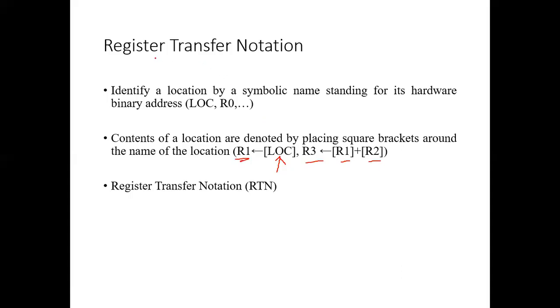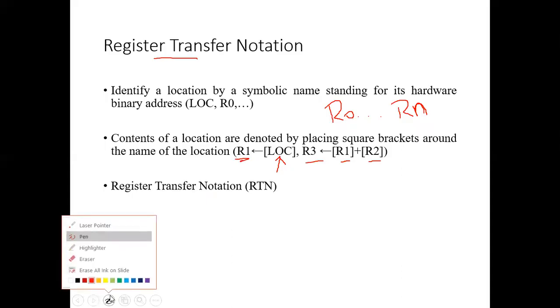So this is called register transfer notation, identifying the location by a symbolic name standing for its hardware binary address. The symbolic names R0 to Rn refer to the CPU registers, whereas anything other than R0 to Rn, those symbolic names actually refer to memory addresses.